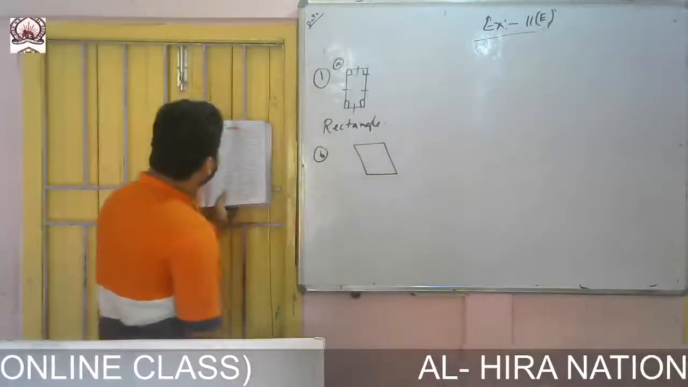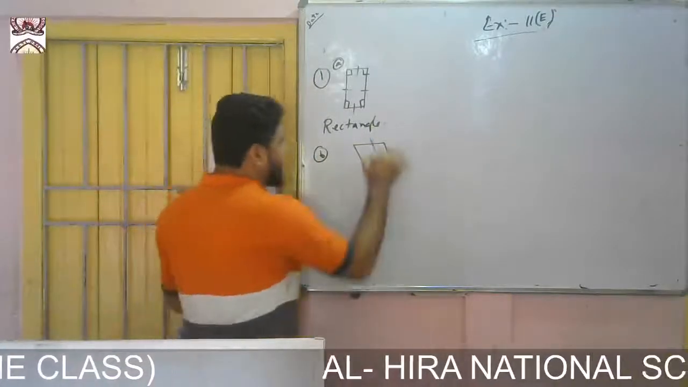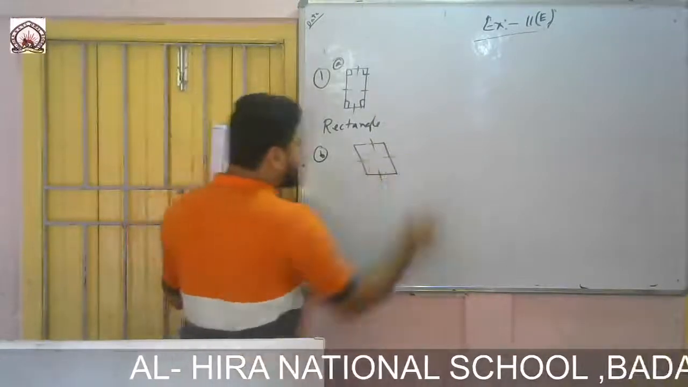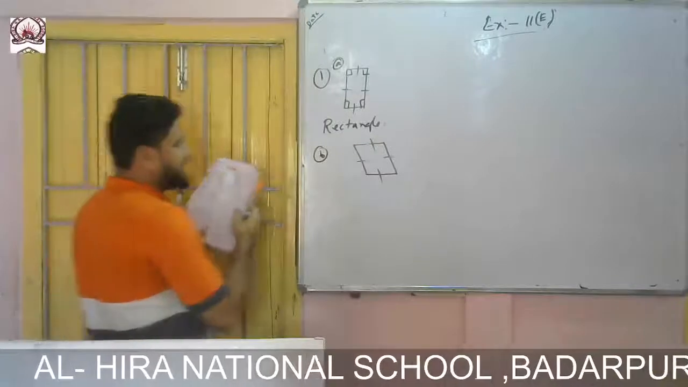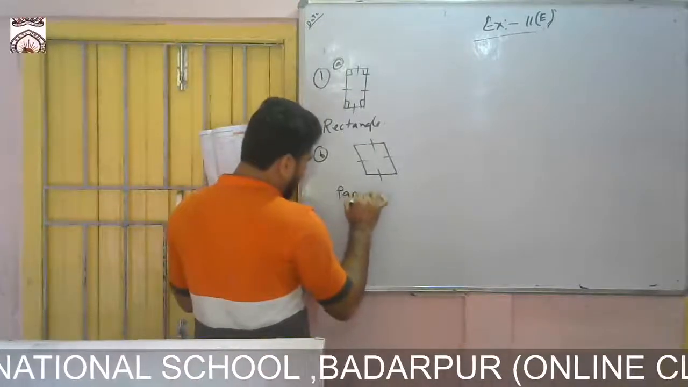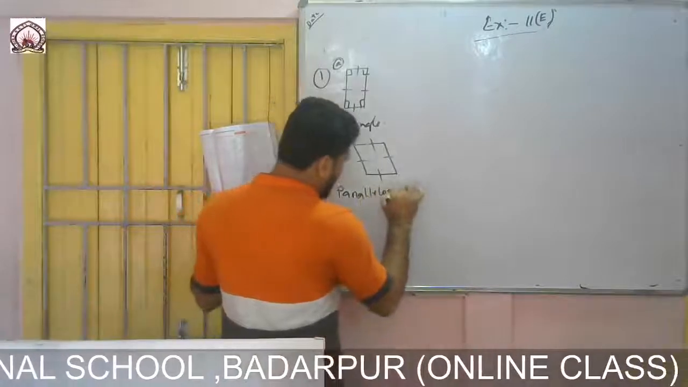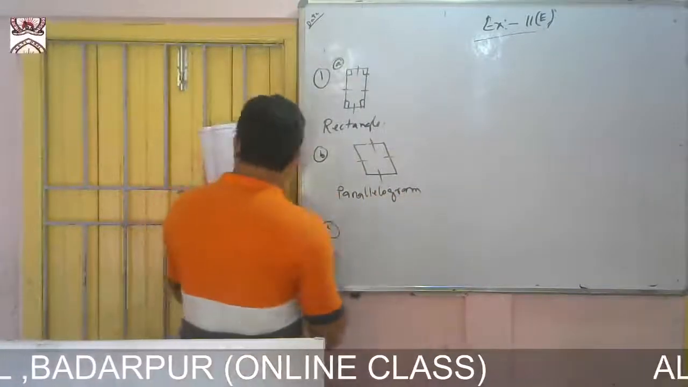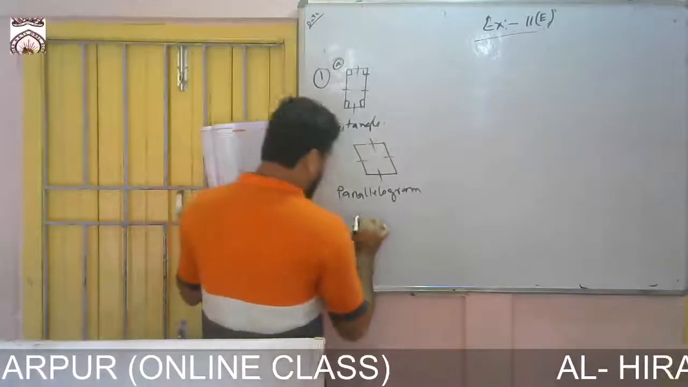Obviously, this will be a parallelogram, because this side and this side are equal. Oh sorry, this side and this side are parallel, and this side and this side are parallel. So it is a parallelogram. Now come to C. See what is there? It is a square.